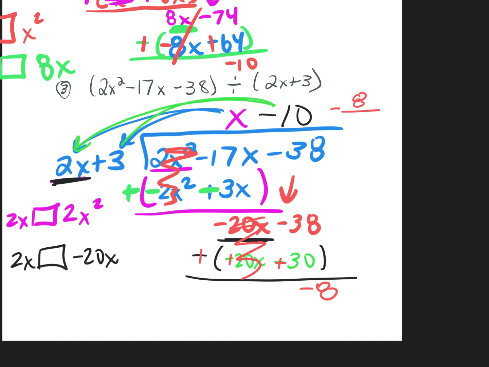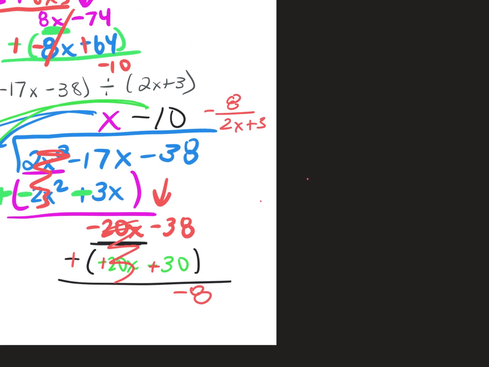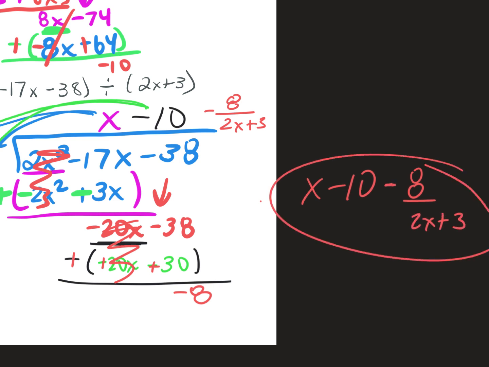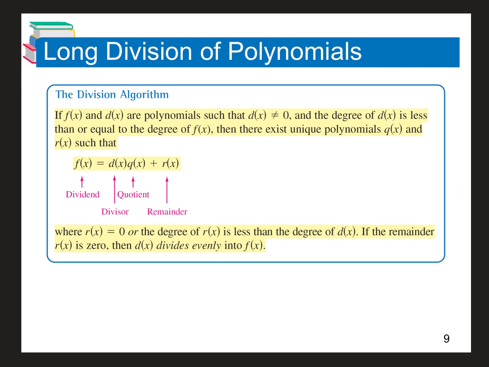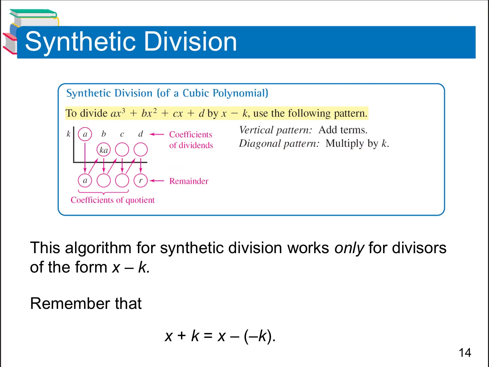It's minus 8 over whatever you divided by, 2x plus 3. So x minus 10 minus 8 over 2x plus 3. Now, this is not a terribly difficult concept, but if you don't practice it a couple times, it is going to be hard. I didn't give you guys a ton of these on WebAssign, but it's good to just practice it, kind of go through the motions, make sure you understand. That's important. We'll talk about this as we go.